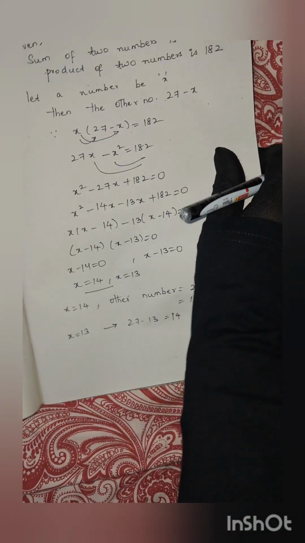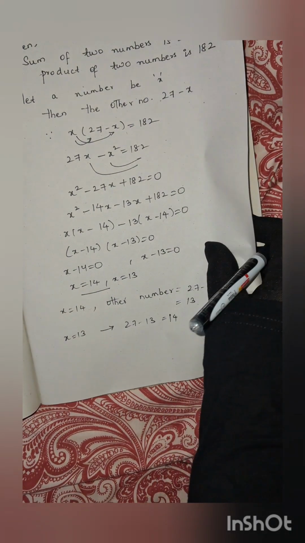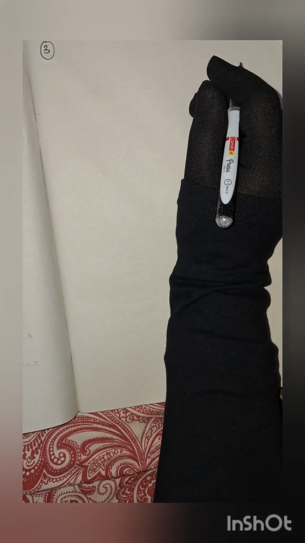Okay, let us do the next question. Question number 3. The question is: find two consecutive positive integers whose sum of the squares is 613.